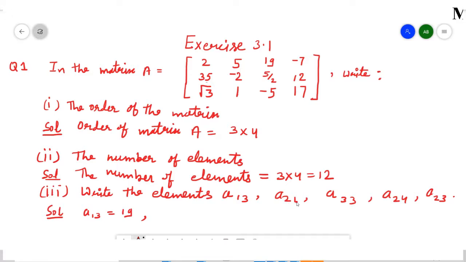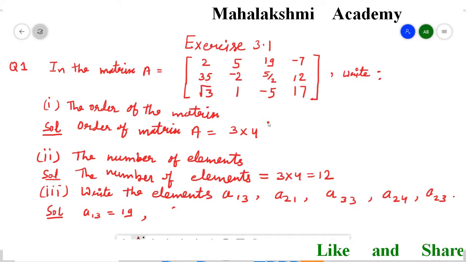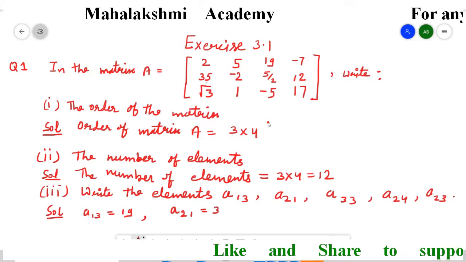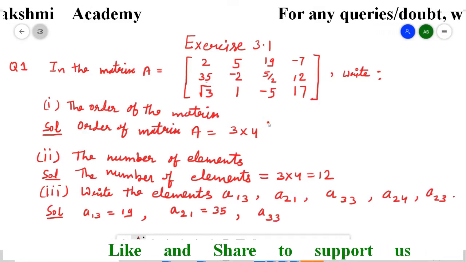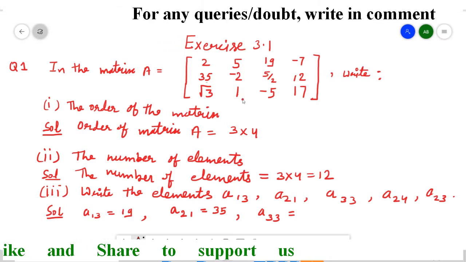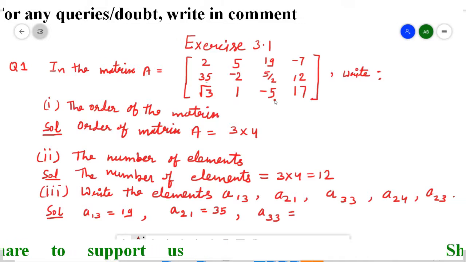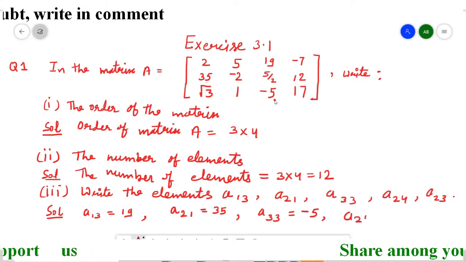Then A21. 21 means second row, first column. So second row is this, first column is this, so 35. This is our A21. So A21 is 35. Then A33. A33 means third row, third column. So third row is this one, third column is this, that is minus 5.